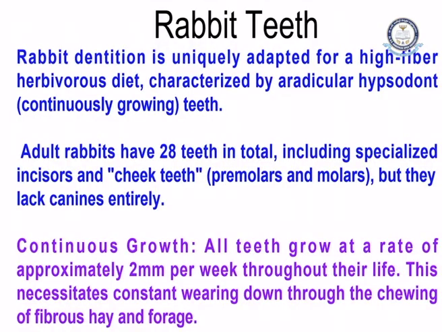Coming to the dentition, or the rabbit teeth. Rabbit dentition is uniquely adapted for a high fiber herbivorous diet, characterized by hypsodont or continuously growing teeth. That means that when it is continuously eating the herbivorous diet, if a tooth happens to fall back, another tooth grows. So, this phenomenon of the teeth growing continuously is called hypsodont teeth.